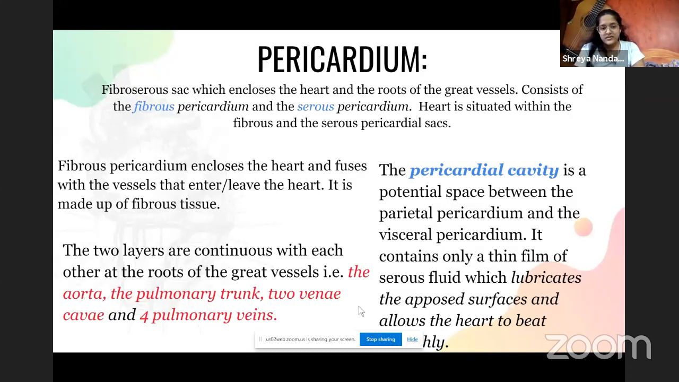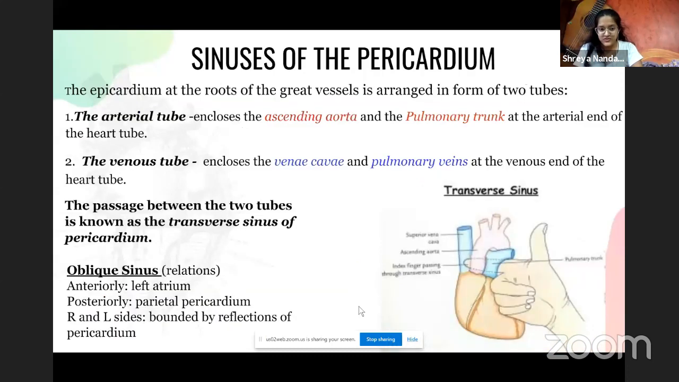Now, I mentioned the serous pericardium. The serous pericardium is made up of two layers, that is the parietal pericardium and the visceral pericardium. Between the parietal layer and the visceral layer lies the pericardial cavity, which is a potential space filled up by a serous fluid named pericardial fluid. The main function of the fluid is the lubrication of the opposed surfaces of the heart, so that it allows the heart to function freely without any kind of friction between them.